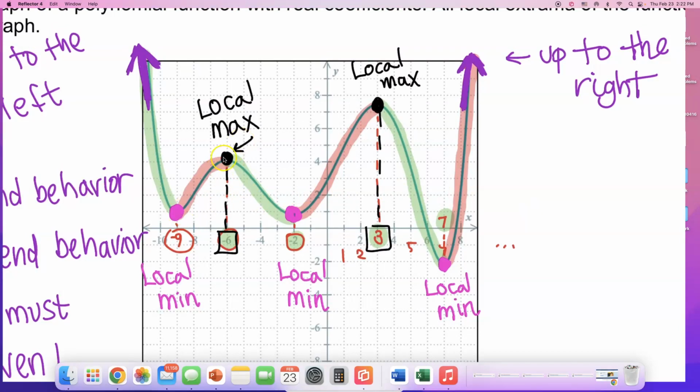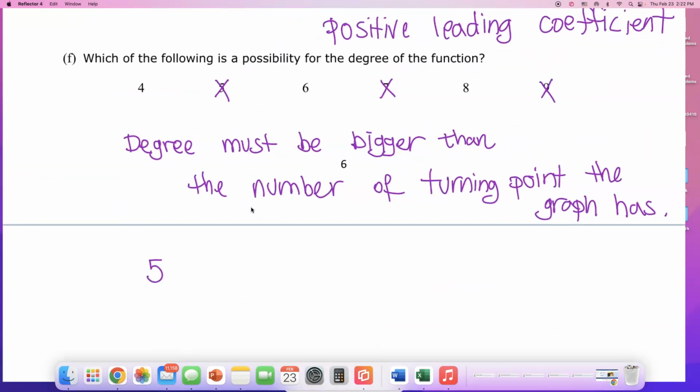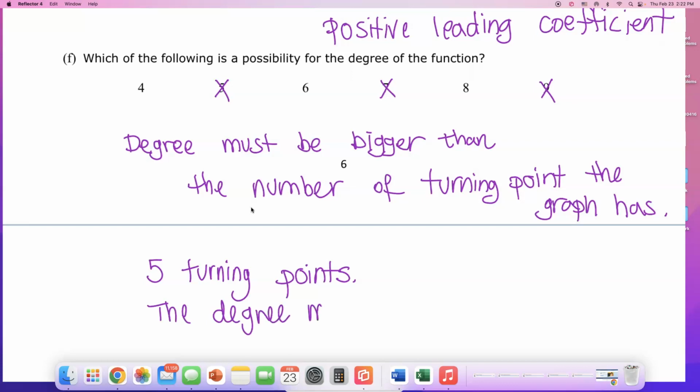How many of those black and pink dots do we have? We have 1, 2, 3, 4, 5. So this graph has 5 turning points: 2 local max and 3 local mins. If you do 2 plus 3, that's 5 turning points. Which means the degree must be bigger than 5, okay?